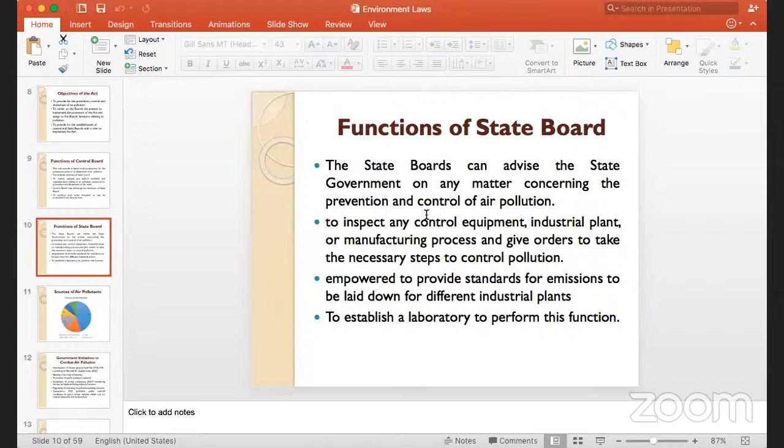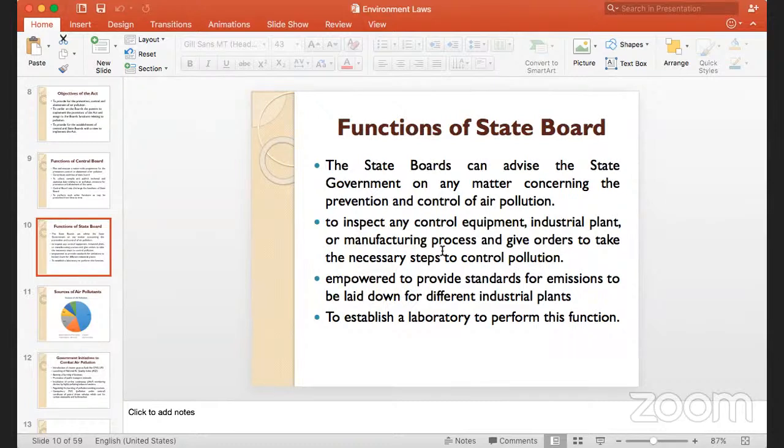So what do they do? They inspect any control equipment, any industrial plant or manufacturing process. You know that industries have to put air filters so that they do not directly emit polluting vapors, polluting smoke into the environment. So it is the duty of these state board officials to go and inspect the industry. They can ask the manufacturing unit to show them whether they have put up these filters or not, right? So they are empowered that way.